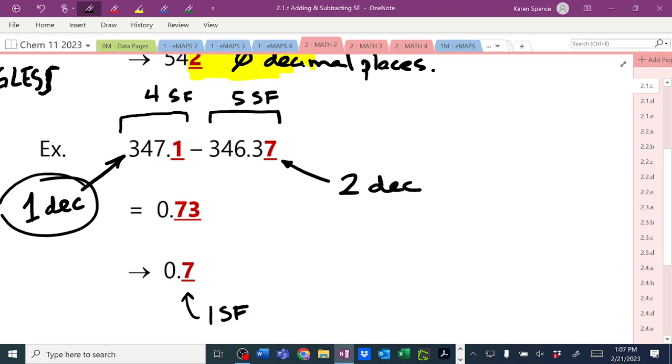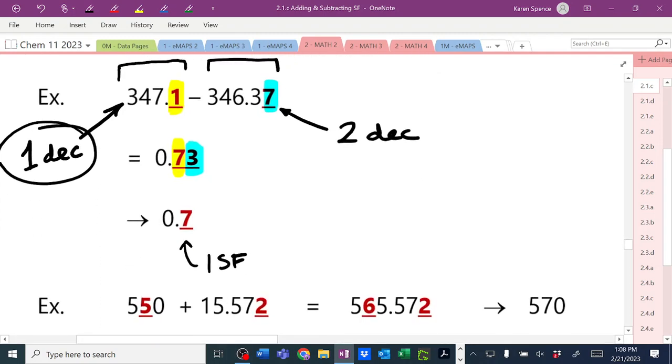The other way to look at it, my uncertain digit is in the tenths. So in my answer, I have uncertainty in the tenths. In my second number, the uncertainty is in the hundredths. So I also have uncertainty in my answer in the hundredths. How many uncertain digits am I allowed? Only 1. And so if both of those are uncertain, I have to get rid of that second one and just go to, sorry, that should be yellow, that one there, okay?